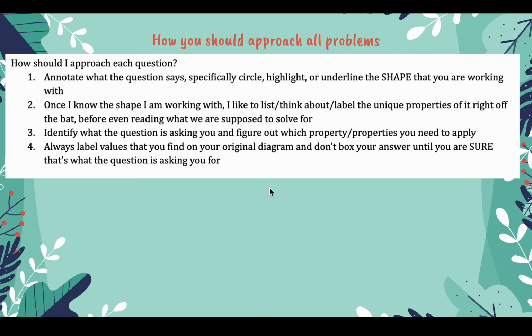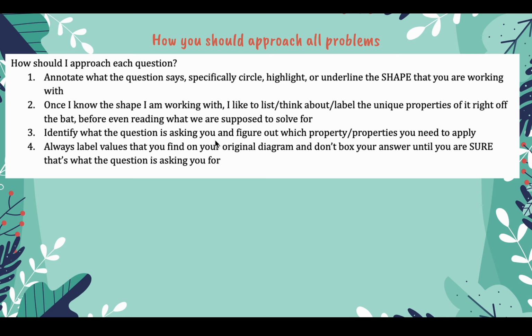So a general approach for all of these questions is you have to make use of your annotating skills. You should be annotating what the question says along with the givens, and we should specifically circle, highlight, or underline the specific shape that we are working with if they give us one. Once we know the shape we're working with, what I like to do is list or think about or even label on my diagram the unique properties of it right off the bat, just so that I have a general idea of things, and it might help to get a visual example of what we're supposed to solve for. And with number 1, I should have added, if there's no diagram in there, you should draw one.